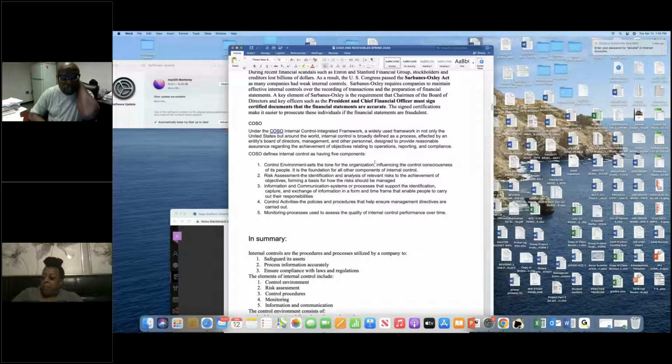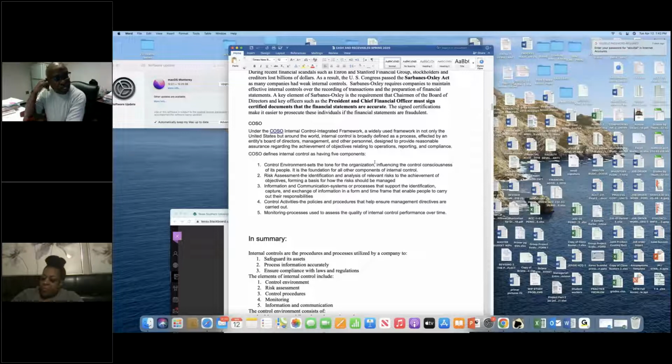Then there's information and communication. There should be a lot of feedback so that people can do their jobs better and the communication will be there. Control activities, the policies and procedures, and then monitoring processes such as cameras, etc. All of these items are part of internal control that a company is supposed to have.